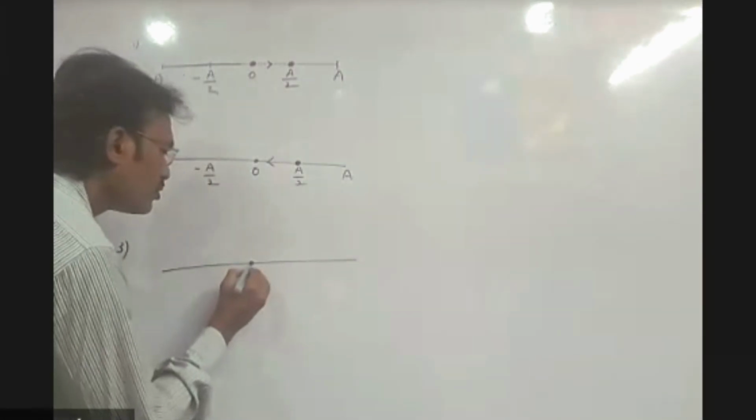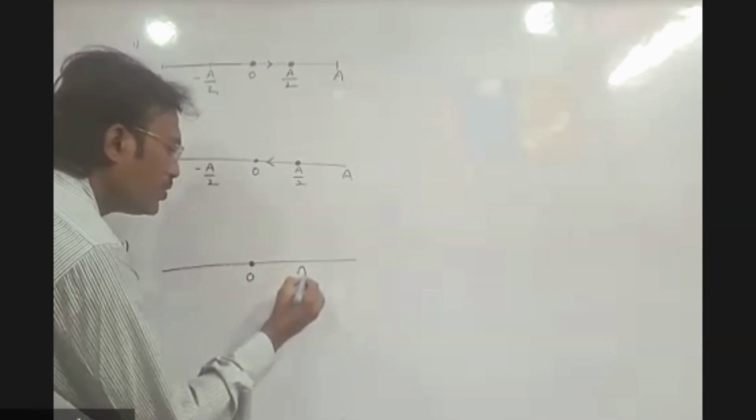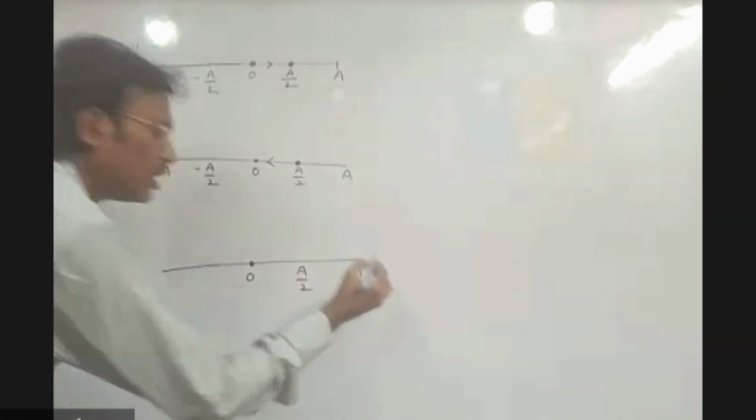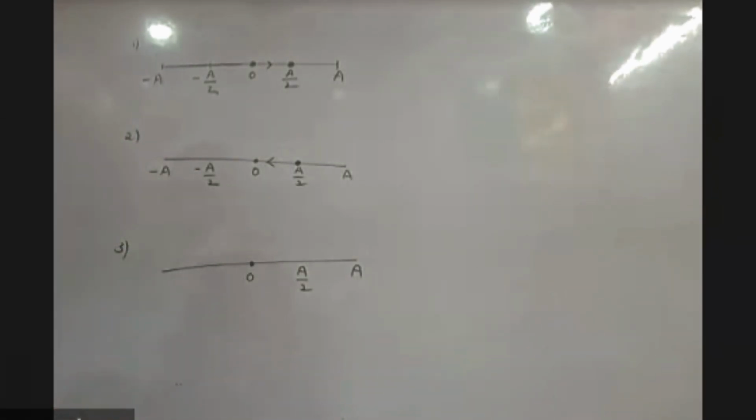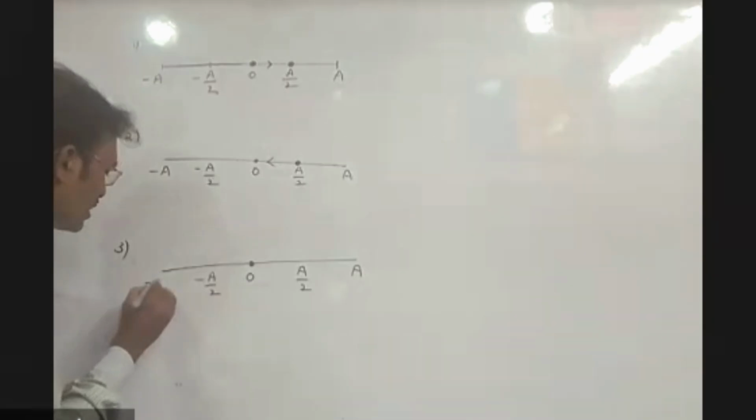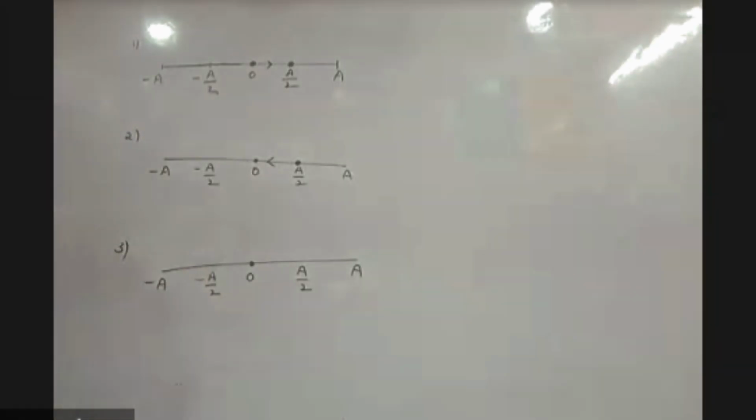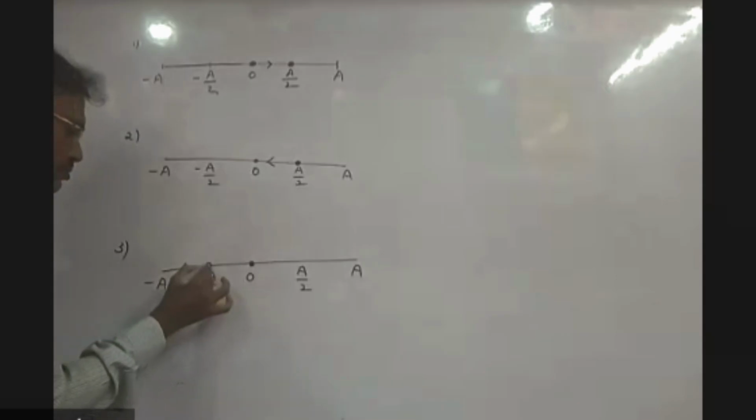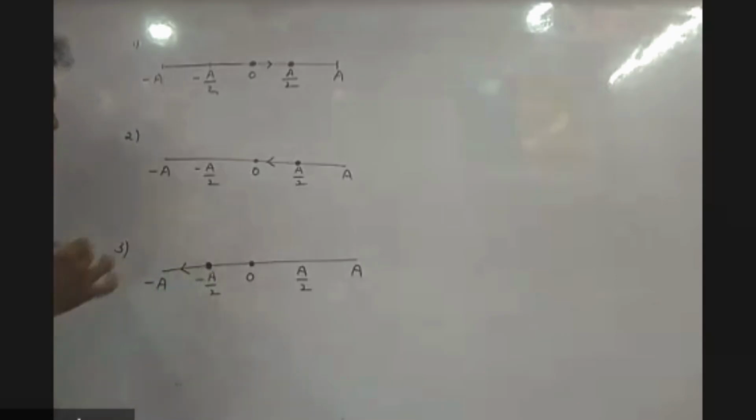And third situation, same: A by 2, A, and this is minus A by 2, minus A. Now the direction is mentioned like this, the dot is here. See, what is the meaning of this? At first we will consider the meaning, afterwards what is the aim that we can consider.